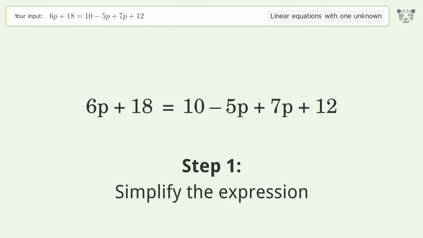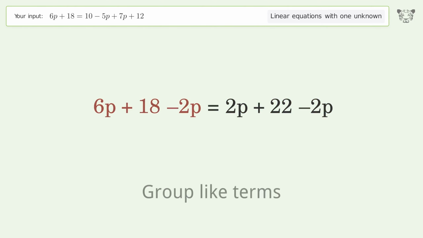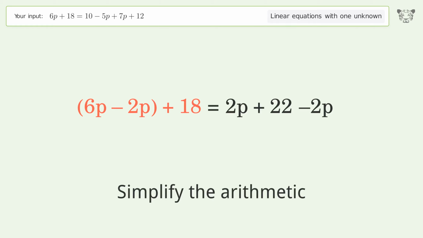Simplify the arithmetic. Group all p terms on the left side of the equation. Subtract 2p from both sides. Group like terms. Simplify the arithmetic.